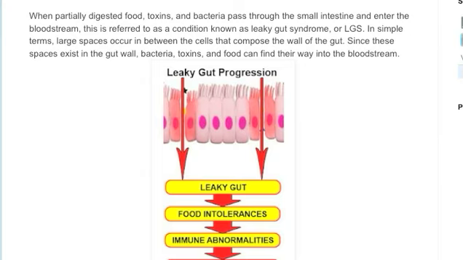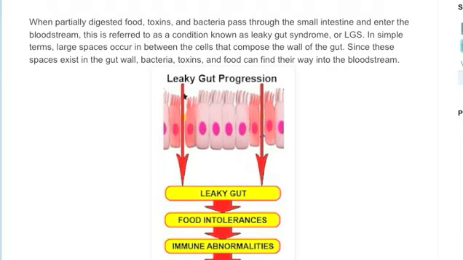herpes. Okay, so right here, guys, I found an article dealing with leaky gut. I just want to read here to explain what it is. When partially digested food, toxins, and bacteria pass through the small intestines and enter the bloodstream, this is referred to as a condition known as leaky gut syndrome, or LGS. In simple terms, large spaces occur between the cells that compose the wall of the gut. Since these spaces exist in the gut wall, bacteria and foods can find their way into the bloodstream.